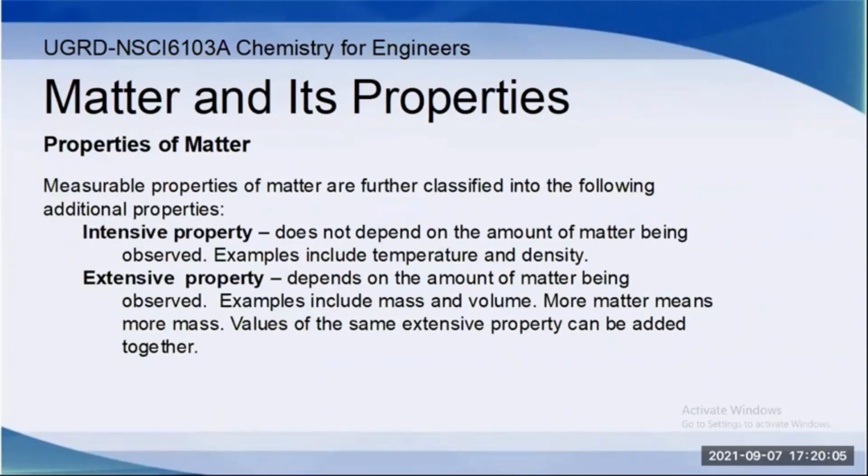The boiling point of water is intensive because 1 liter of water will boil at 100 degrees Celsius, and 1 drop of water will also boil at 100 degrees Celsius. So the boiling point does not depend on the amount of matter of the water. Tongue twister. Anyway, extensive property.